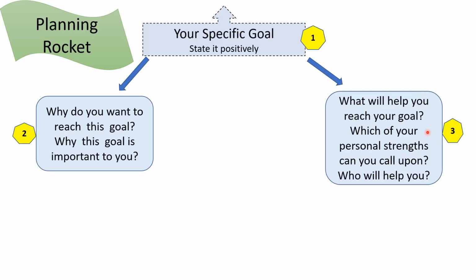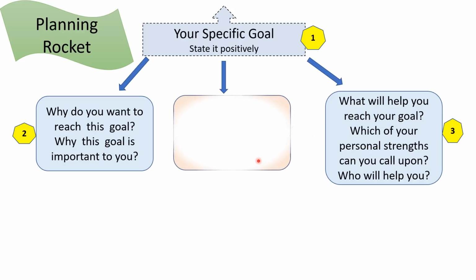Which of your personal strengths? What are your strengths? What are your educational qualifications? What are your certifications? And who are the people? Here we are talking about all the resources. So identify your goal, write it in a positive statement, and it should be specific, measurable, a SMART goal. Then answer the questions why and what. Then identify the resources: identify your strengths, your weaknesses, and the resources which can help.